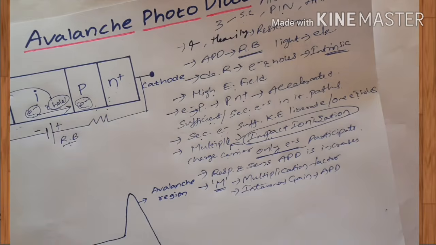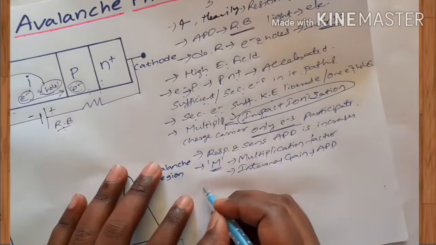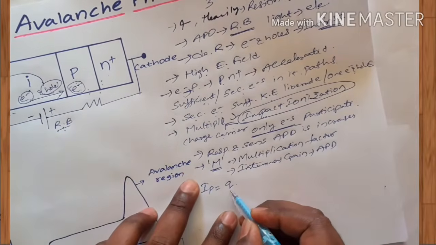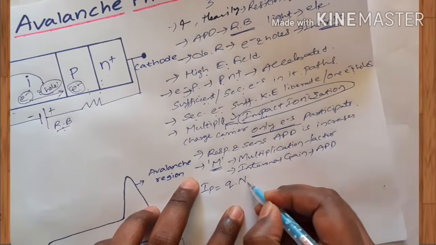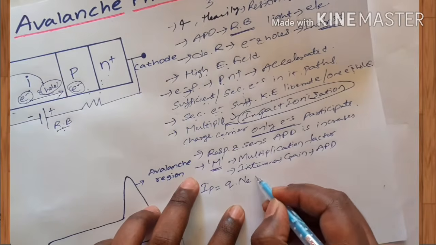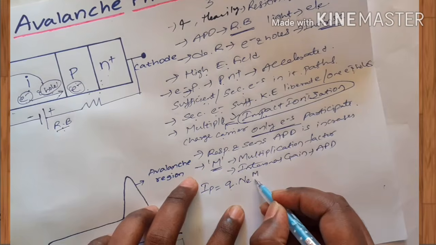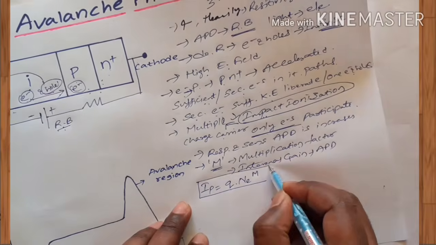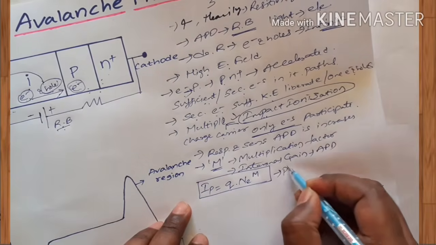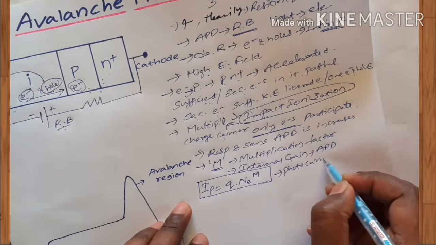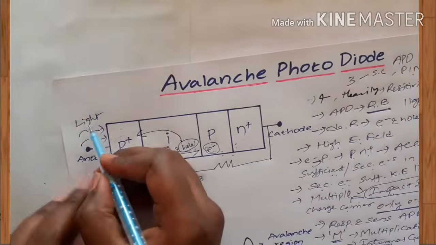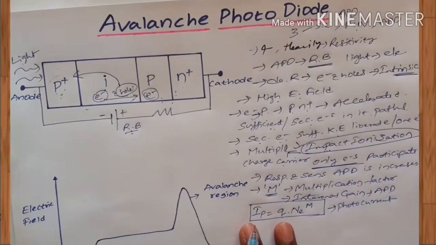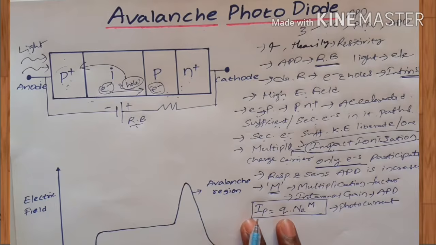The generated photocurrent, that is IP, is equal to the product of the charge of the electron and the number of charge carriers to the power of m, where m stands for the multiplication factor. So this is an expression for the generated photocurrent. That means current is generated in the APD only because of incident light and not because of the reverse biasing of the battery. So this is the working of avalanche photodiodes.